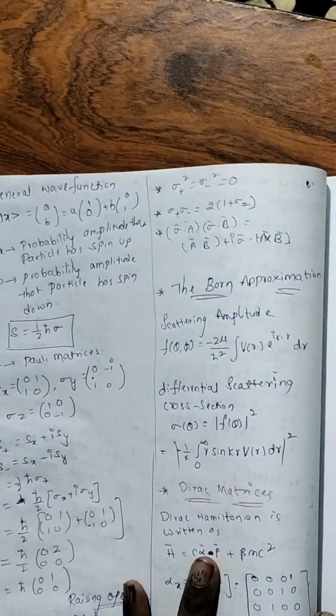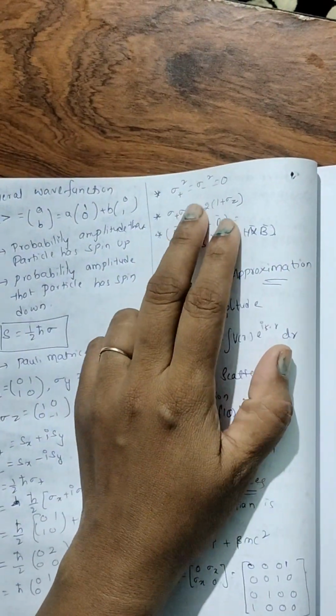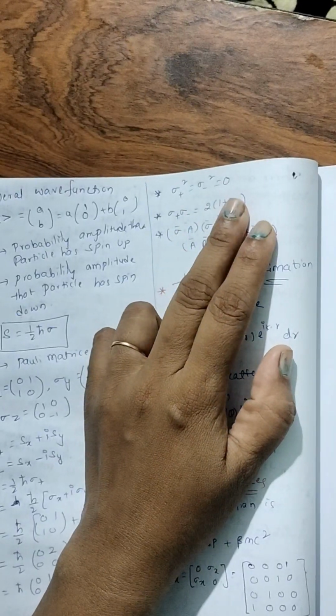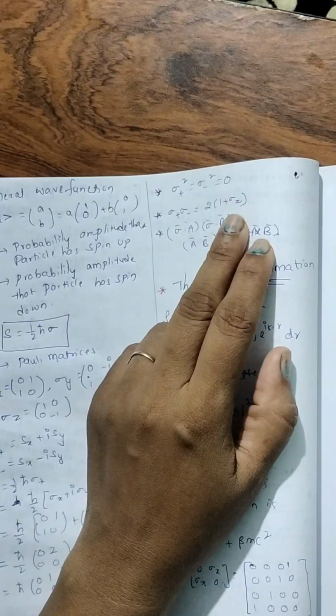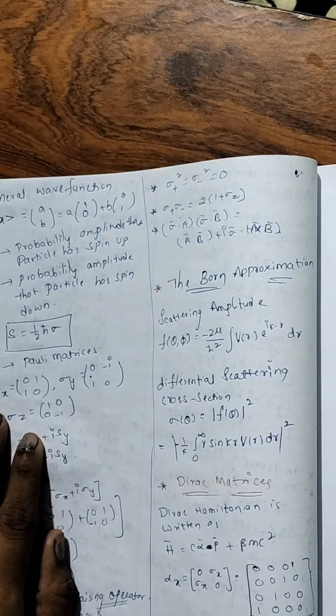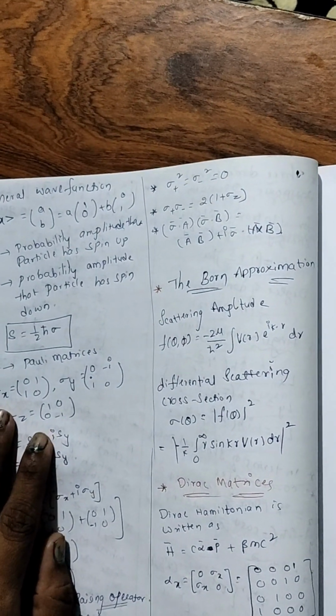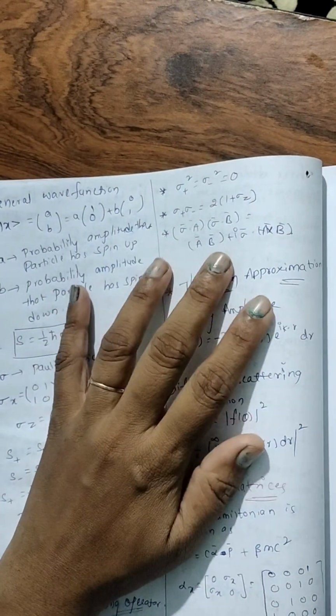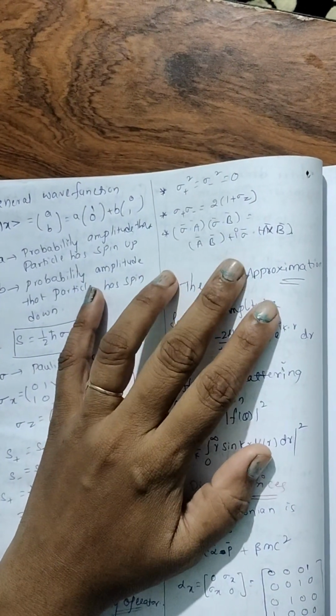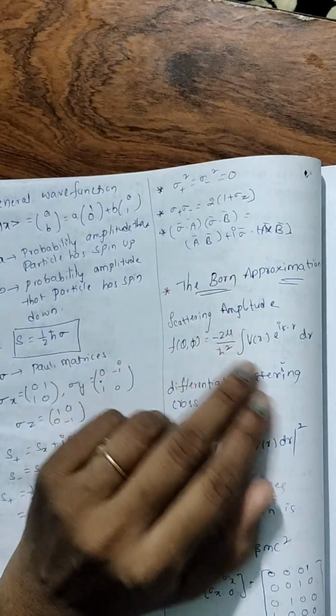Sigma x sigma y equal to minus sigma y sigma x is equal to I sigma z. Now next, sigma plus whole square equal to sigma minus square equal to 0. Sigma plus sigma minus is equal to 2, 1 plus sigma z. Already here we discussed the Pauli matrices, the value of sigma x, sigma y, sigma z, no? That we will substitute in the problems. Sigma dot A, sigma dot B equal to A dot B plus I sigma dot A cross B.